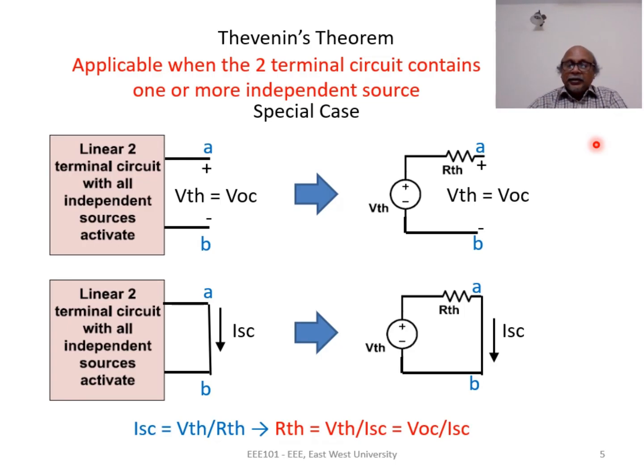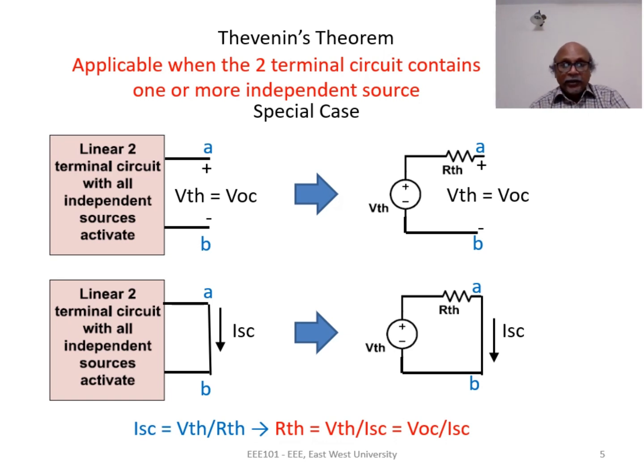If you compare case 1 with special case, you will find an interesting difference. In case 1, you had to go inside the two-terminal circuit and deactivate all independent sources. But in special case, you don't need to go inside the two-terminal circuit. So in practical situations where you do not have any access inside the two-terminal circuit, special case may be more suitable to find RTH than case 1.